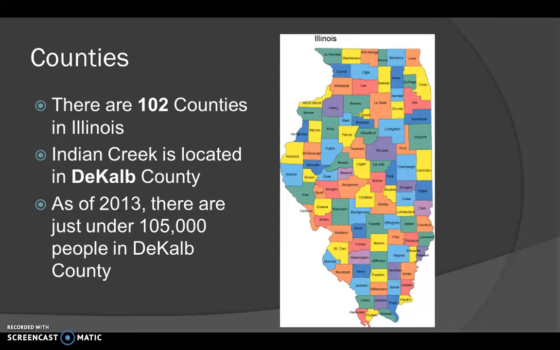Most of the counties in Illinois are named after early American leaders, especially from the American Revolutionary War and the War of 1812. DeKalb is named after Baron Johann DeKalb. He was a major general in the American Revolutionary War. And on the map here, we have DeKalb up here in yellow.